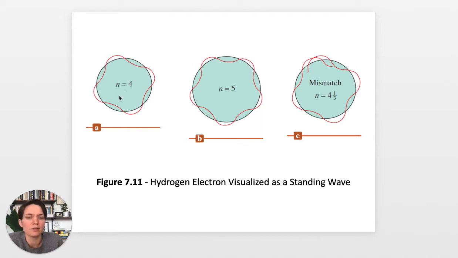So this would be correlating to n equals 4. Think of that as like the 4th radius out from the nucleus. This would be n equals 5. And here is an example of why these radii are very specific. So notice this is a smaller radius, larger radius. This is intermediate between the two. Now, when it's intermediate between the two and you have this set wavelength, you are going to have a mismatch.